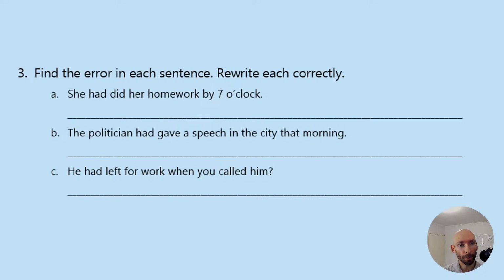And it looks like the problem here is that we've used the word had, so we're in past perfect, but here we've used the past form of the verb instead of the past participle. We need the verb done. She had done her homework by 7 o'clock.